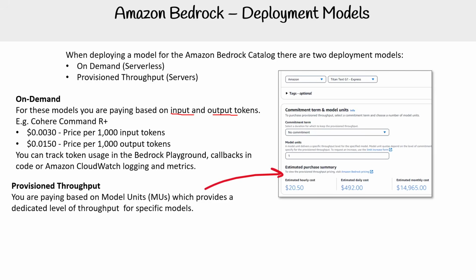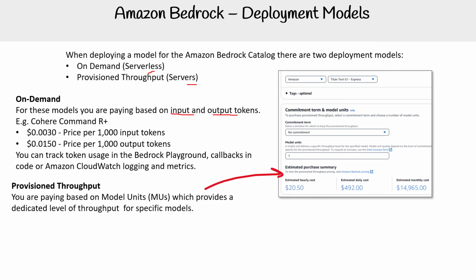Then you have provision throughput. Here you're paying based on model units. Think of it like Fargate, like serverless containers. They're abstracting away the actual server. So in a sense, this is also serverless, I guess. So maybe my wording up here is not clear, because they're both technically serverless.